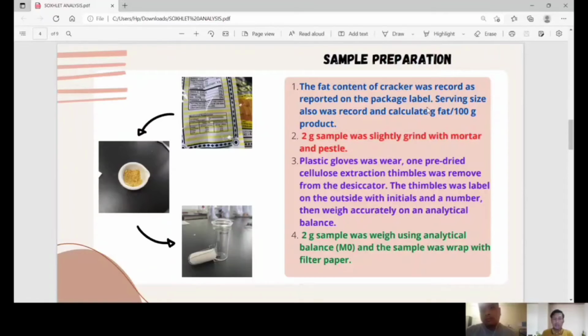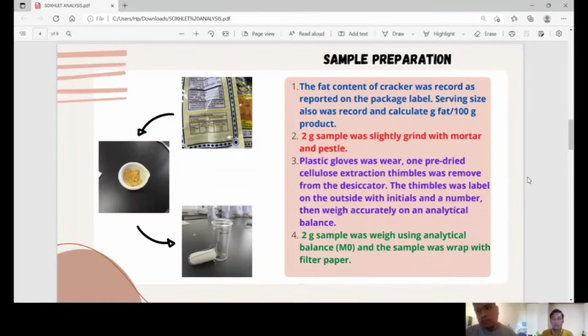Second, a 2 gram sample was lightly ground with a mortar and pestle. The loose extraction thimbles were removed from the desiccator. The thimble was labeled on the outside with initials and a number, then weighed accurately on an analytical balance. Lastly, the 2 gram sample was weighed using an analytical balance for its M0 and the sample was wrapped with filter paper.